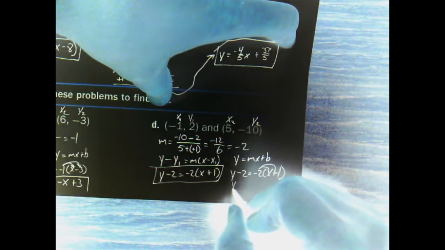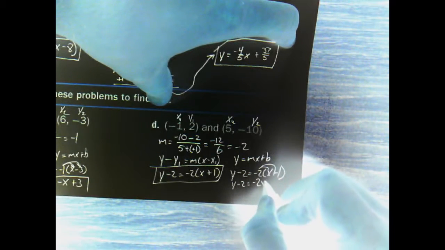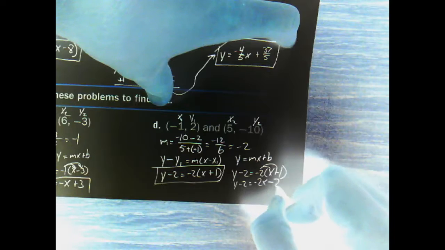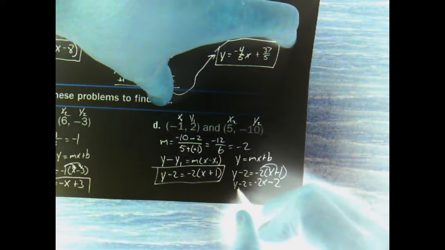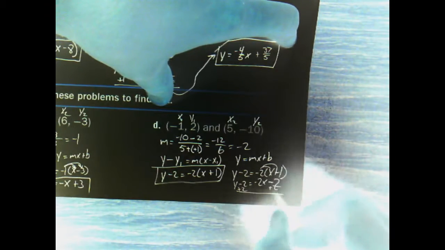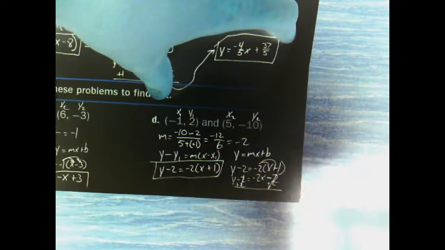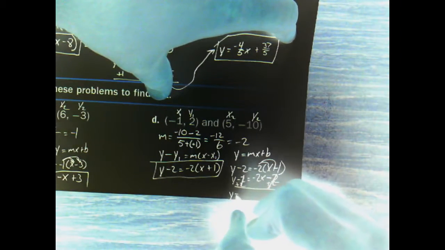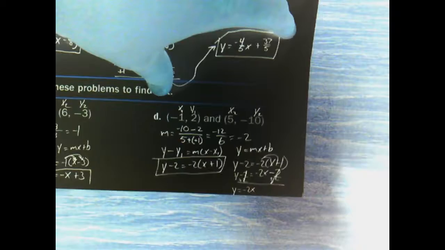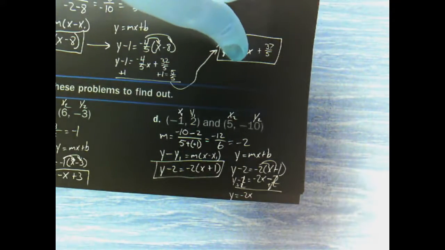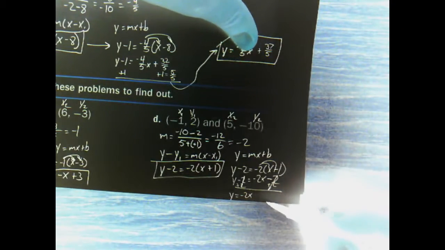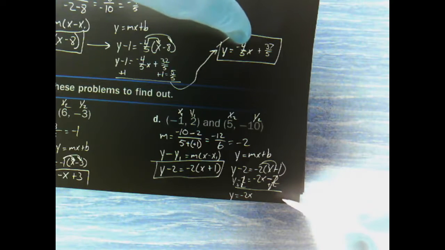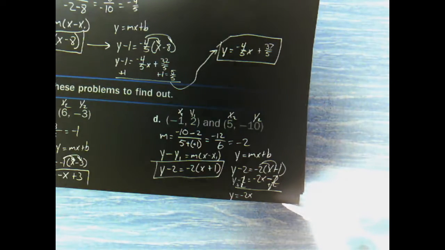Distribute. Y minus 2 is equal to negative 2x minus 2. So here if I add 2 to both sides to get y by itself, these 2's cancel out, these 2's cancel out, so I'm left with y equals negative 2x. Okay, y equals negative 2x. So you can leave it like this. This would be considered to be slope-intercept form.